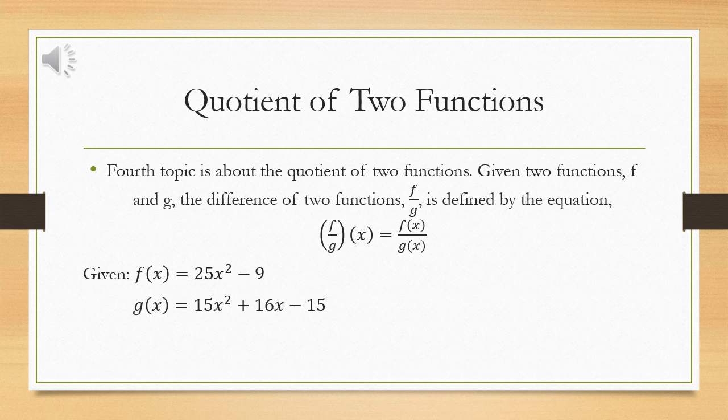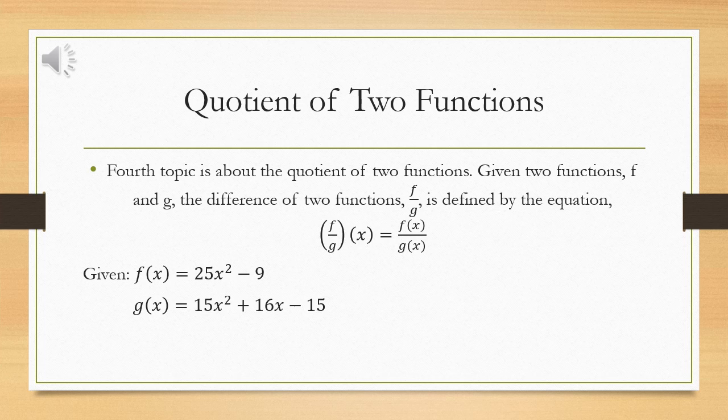Quotient of two functions. The fourth topic is about division, or I should say the quotient of two functions. To give you a better insight, I will leave you an example. First, we define two functions, f and g. f of x is 25x squared minus 9, and g of x is 15x squared plus 16x minus 15.